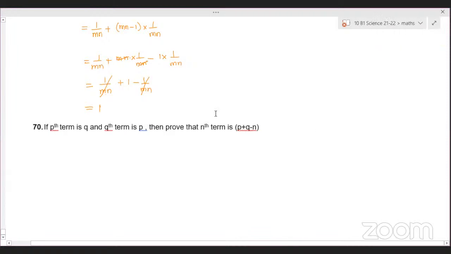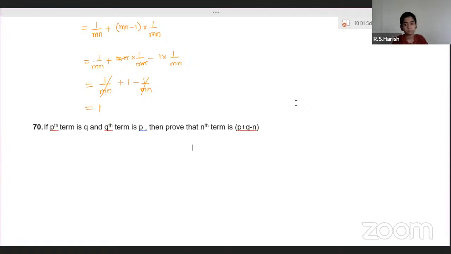Then the 70th question, a similar one. The pth term, where p is any number, an unknown position term, is q, and the qth term is p. That means the 10th term is 15 and the 15th term is 10. Try to understand the meaning and then we will solve.